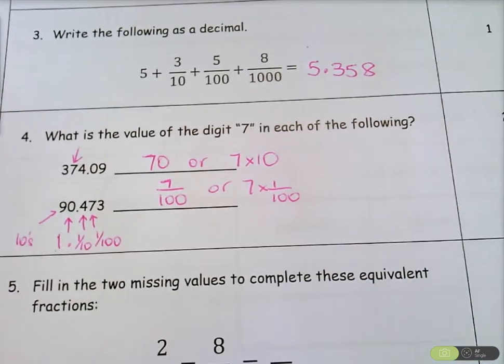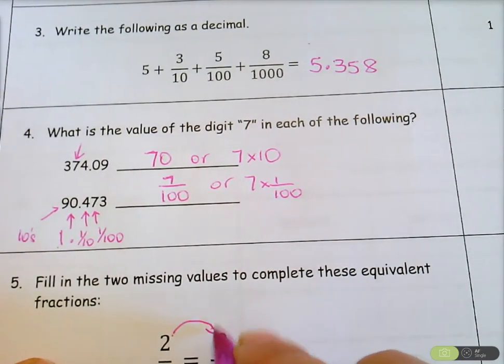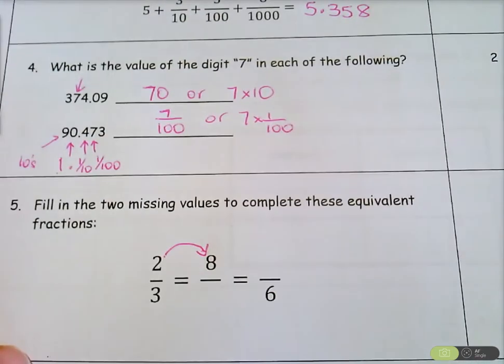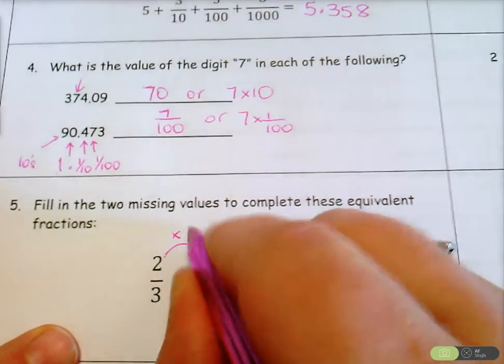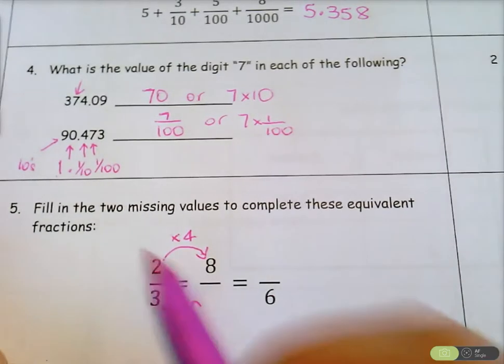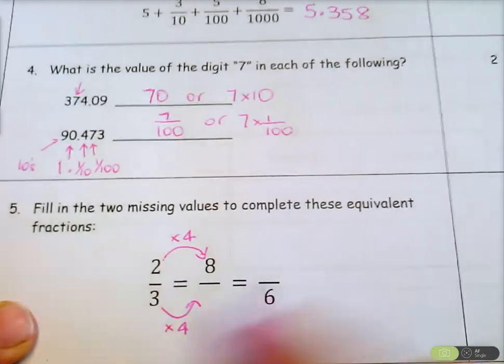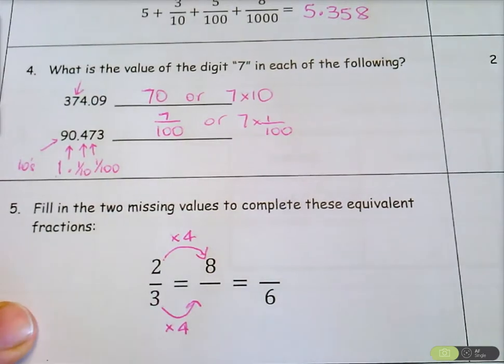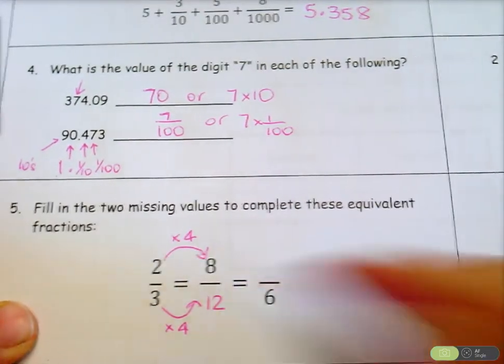The next question, fill in the 2 missing values to complete these equivalent fractions. How do you go from 2 to 8? Times what? Times 4. To go from 2 to 8, we times by 4. Whatever you do to the numerator, you must do to the denominator when multiplying. 2 times 4 is 8. 3 times 4 is 12.